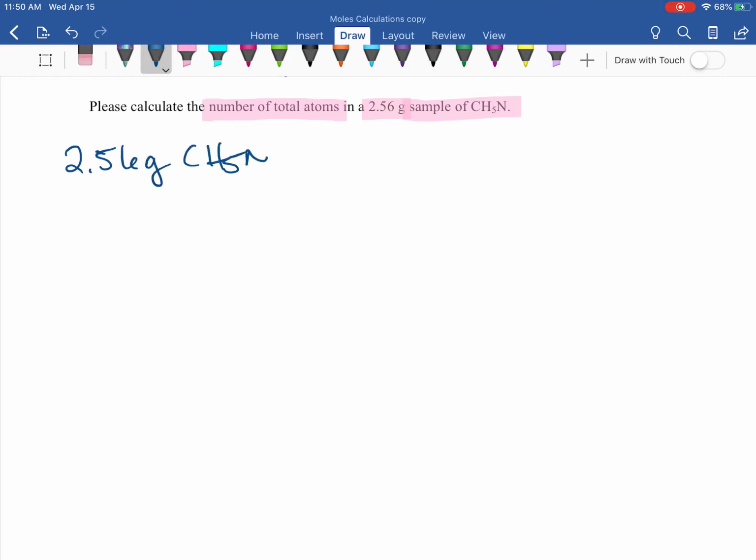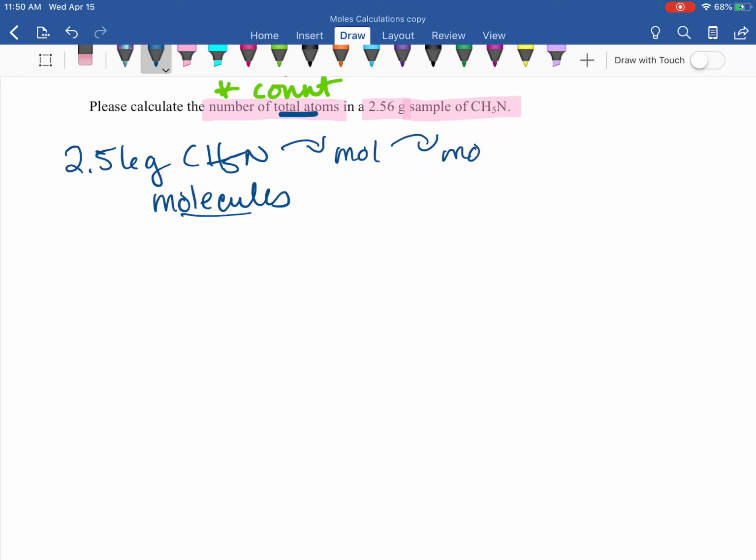All right, we're given 2.56 grams of our CH5N. Now that is completely stuck together. That is a molecule. So then we're asked total number of atoms. So let's give ourselves a little note there that we're asked to count that. So we have to convert to moles, and then we're going to have to convert to molecules, and then we're going to convert to total atoms.